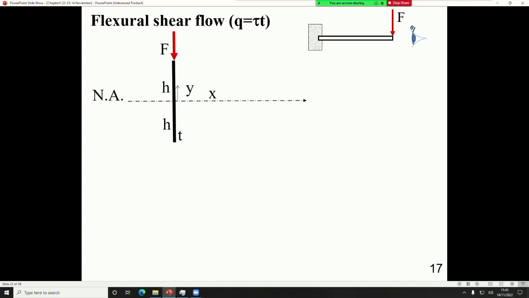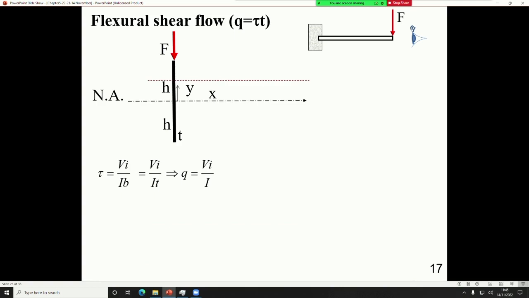The equation still is valid. If the section has one axis of symmetry, we can still use this equation. Now, what is the value of B in this equation? What is the width of this panel? T, well done. So B is equal to T. And what is the product of tau and T called? It's called shear flow. So therefore, I can say the shear flow for this beam is equal to VQ over I. Capital I is the second moment of area of the cross-section, and little q depends on which point we are looking at.